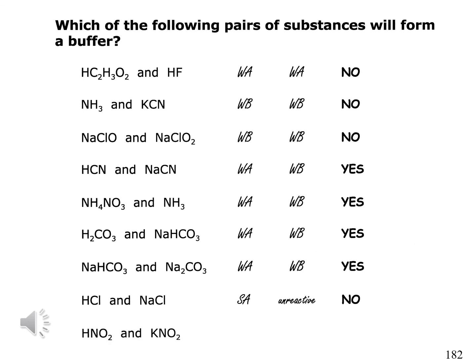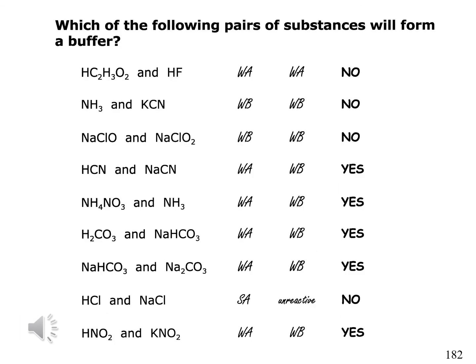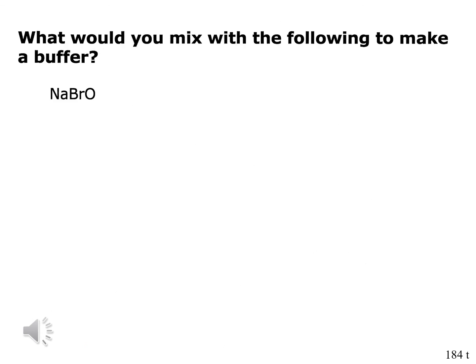The bottom one here is another example of a kind of a classic buffer. HNO2 and KNO2, you replace the H with a K. HNO2 and NO2 minus are in the same row of the table, and therefore they make a buffer. The next question asks, what would you mix with the following to make a buffer? If you have the acid, you're going to take the H off so that you can get the conjugate base. If you have the conjugate base, you have to stick an H on so that you get the acid.